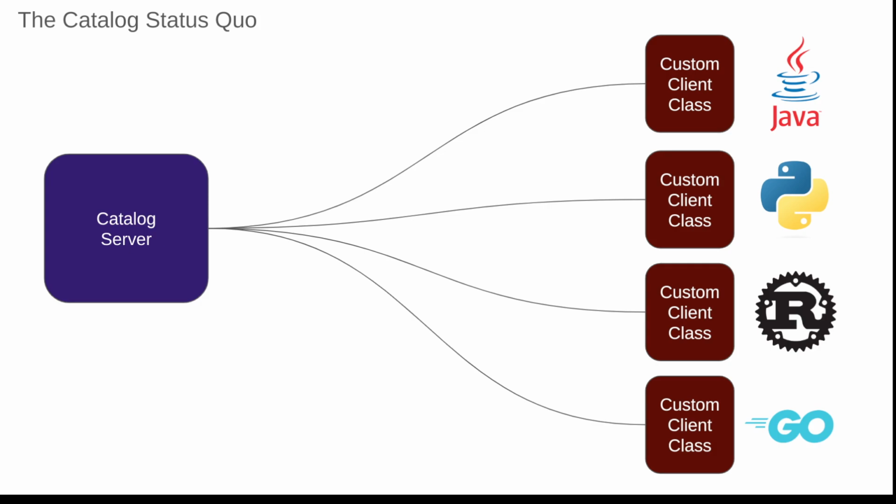And because the client is something that's controlled by the user, not the server, you'd have to hope that the user, when they're configuring their Spark session, is using the right version of that client. They might have one catalog server version and then a different client version, and things just don't work right. So you have this whole versioning issue.